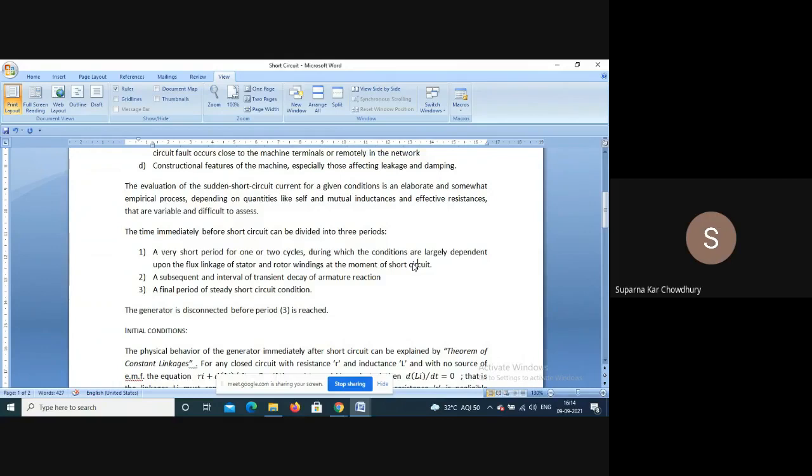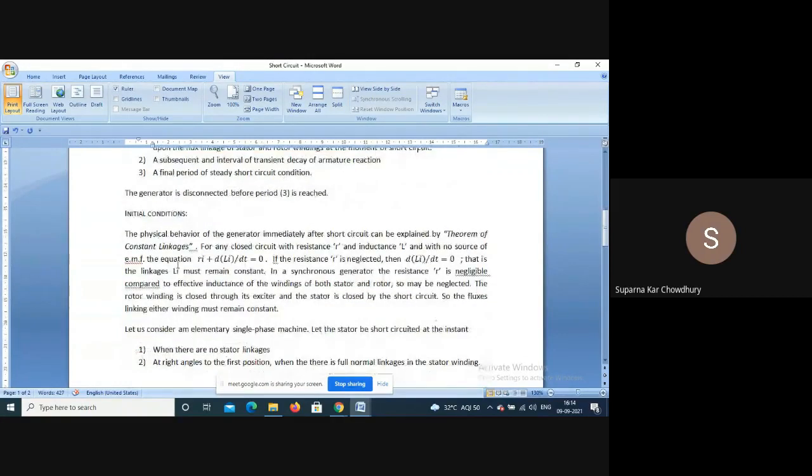Obviously, when the machine is operated, we never go up to the third phase, that is, the machine is disconnected. The first two cycles are subtransient, then comes the transient, when the magnitude of the short circuit current is decaying due to the inherent damping of the system. So in the transient region itself, the machine is disconnected.